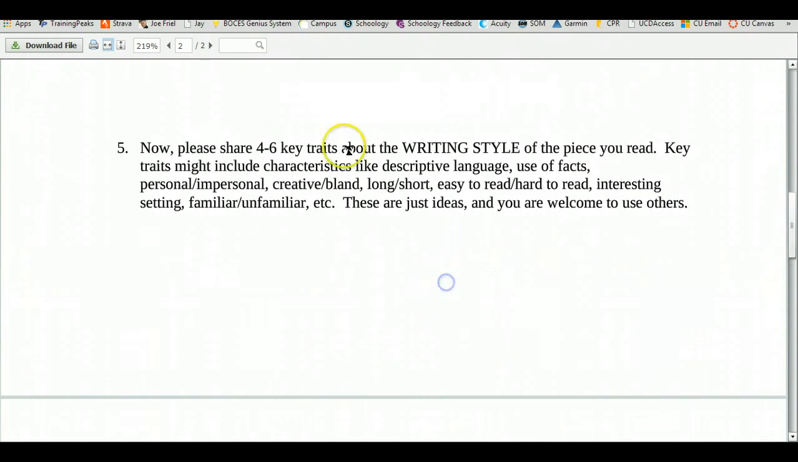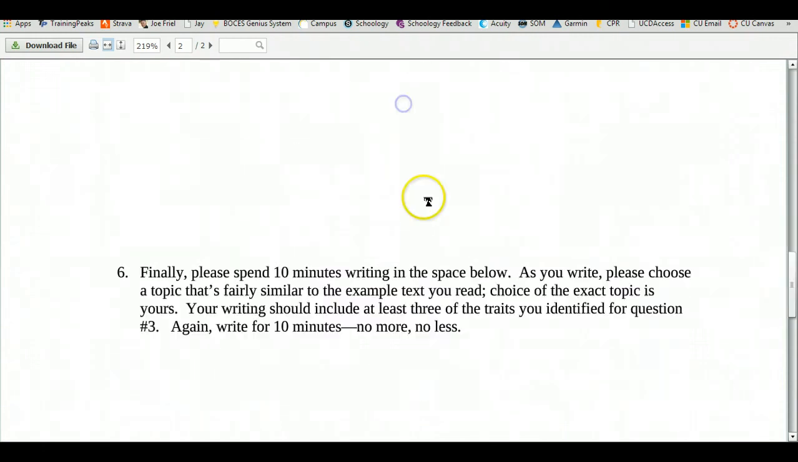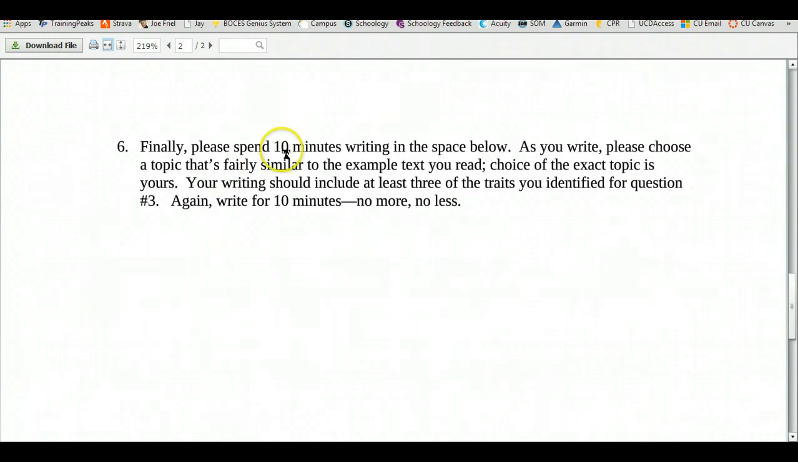And guys, the topic, whatever you want to write about. So here, number 6, this is where you're doing your own writing. The topic is your choice. The topic itself doesn't have to be similar to the example text.